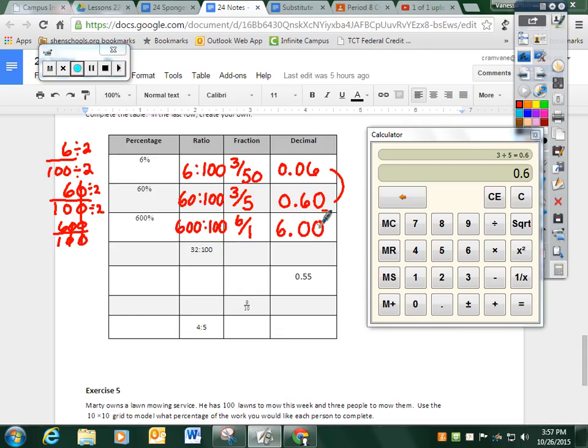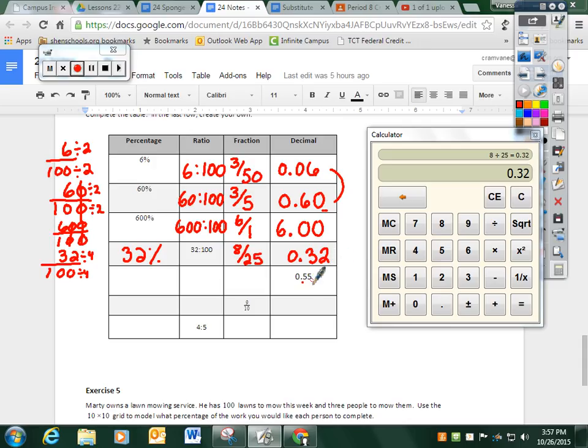Okay? 32 to 100 is 32%. If you wrote that as a fraction, 32 over 100, I know 4 goes into both of them. So if you divide the numerator and denominator by 4, that's going to scale down to the fraction 8/25ths. If you do 8 divided by 25 on your calculator, your decimal is going to be 32/100ths or 0.32.